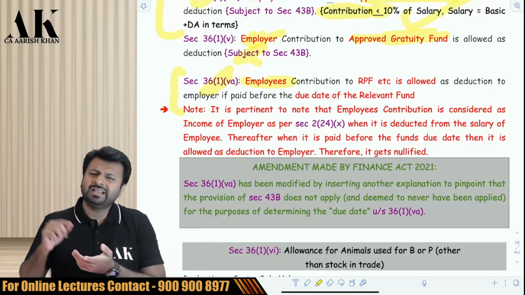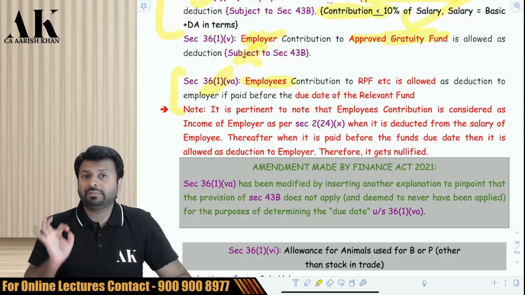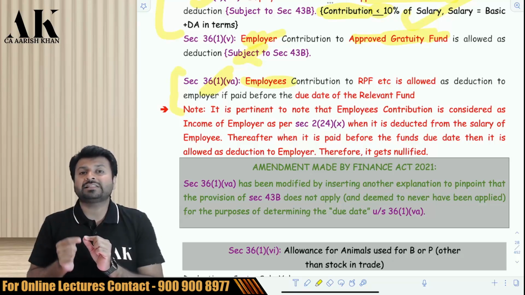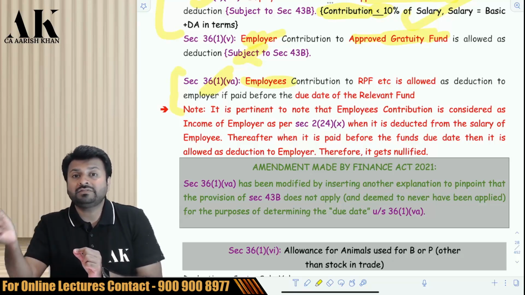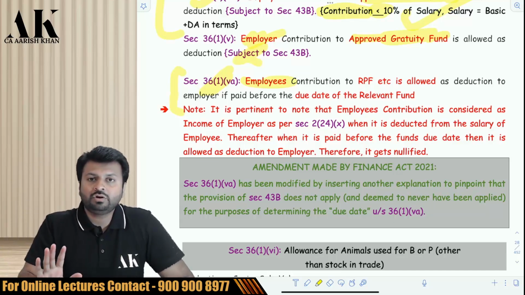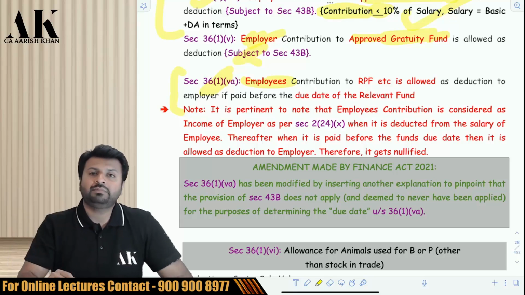Some high courts were saying employee's contribution can also be made as a payment till the due date of filing of return. But some high courts were very strict, saying that employee's contribution has to be made as a payment only by 15th of the next month. That is the due date mentioned under the Provident Fund Act. I hope if you practice, you might know that the due date mentioned in the Provident Fund Act is 15th of the following month.